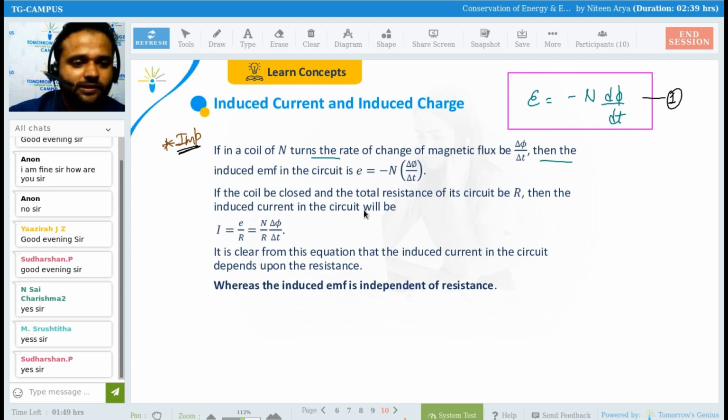Anyone? What is the voltage formula related to the work or charge? Tell me. I want to write it, but I want to check your knowledge. W by Q. Exactly. So as we know, voltage is work done upon Q. This work done is what? What is work done? To move a charge in a wire.